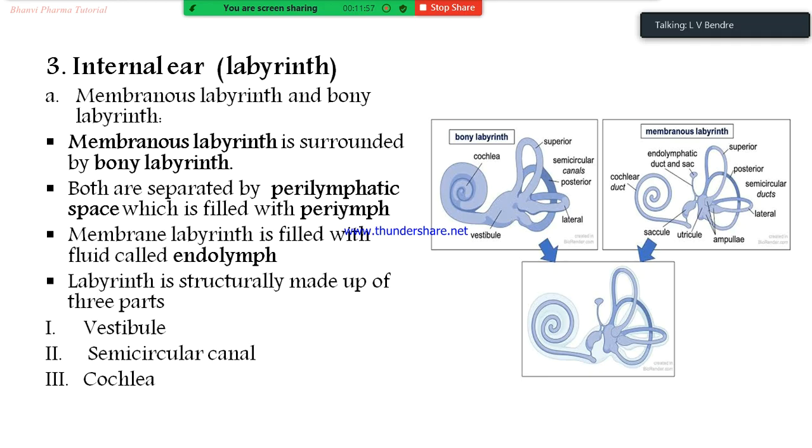Next, the labyrinth, or internal ear, is structurally made up of three parts. The first one is the vestibule. The second one is the semicircular canal. The third one is the cochlea.